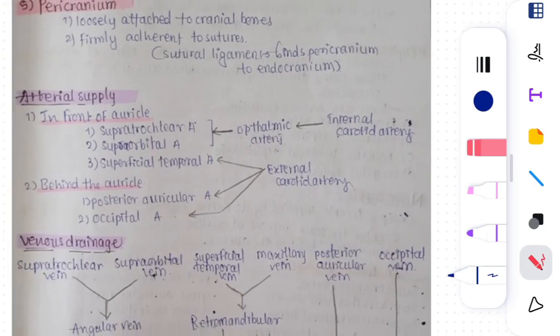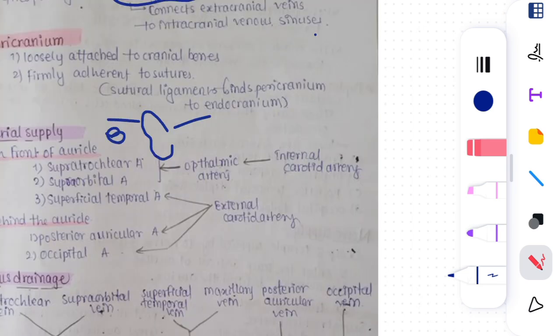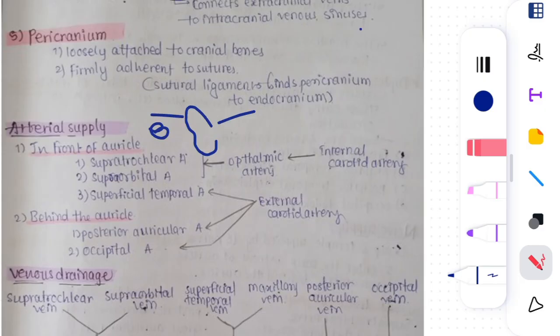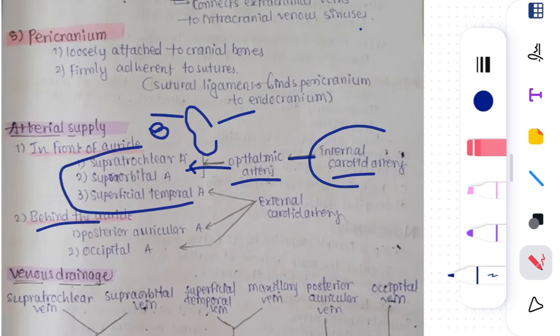Next we will see about the arterial supply for the scalp. You should remember, in front of the auricle, the ear, and behind the auricle: in front of the auricle there are 3 arteries, and behind the auricle 2 arteries: internal carotid artery, ophthalmic artery, and branches of the ophthalmic artery, and one branch of external carotid artery.